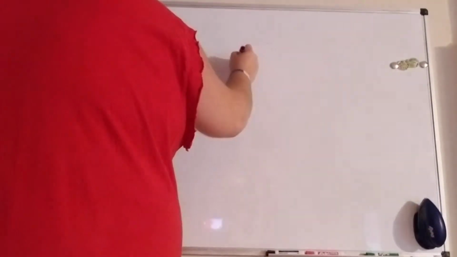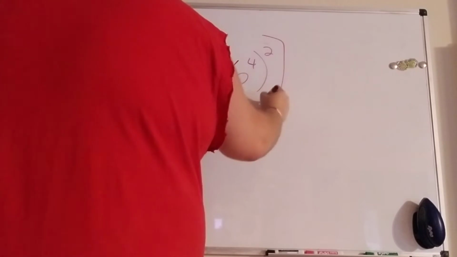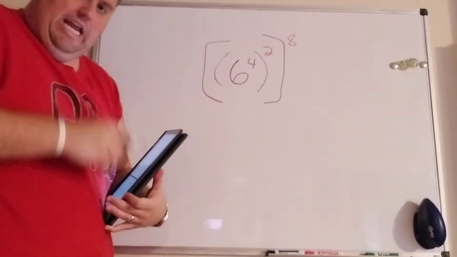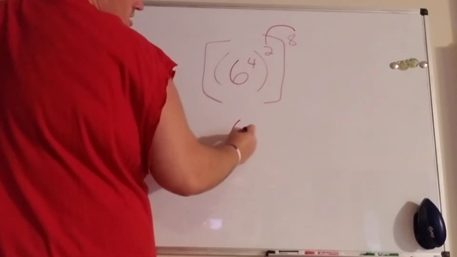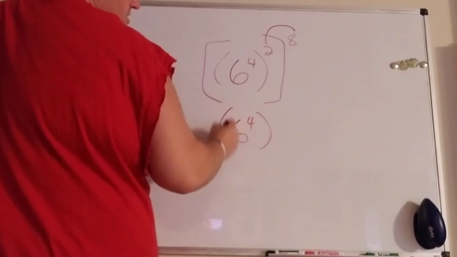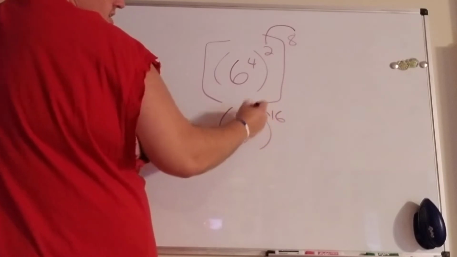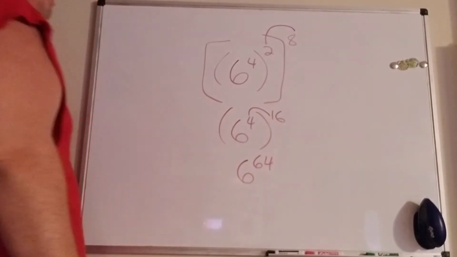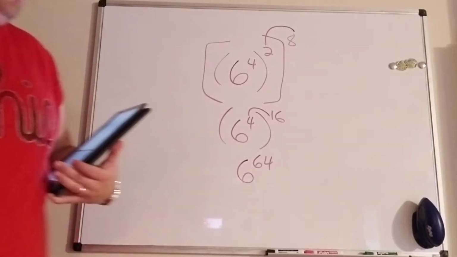So we have 6 to the 4th, all to the 2nd, all to the 8th. So if I have multiple exponents, remember I'm going to work outside in. So I'm going to do 8 times 2, and that is, of course, 16. And then I'm going to do 16 times 4, and that's going to give me 6 to the 64th. And there's my simplified version.